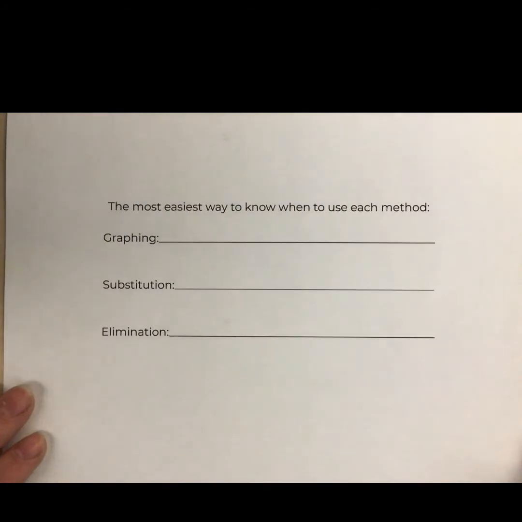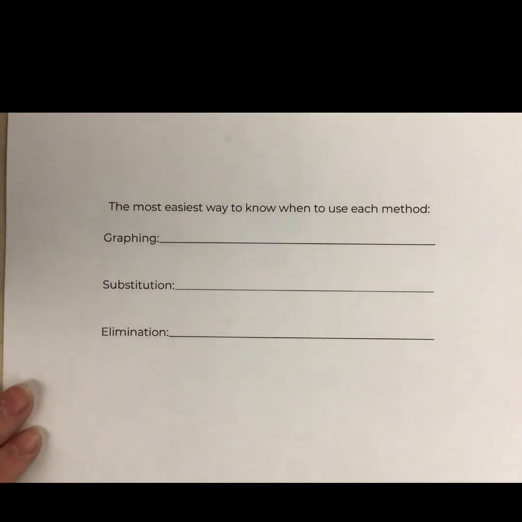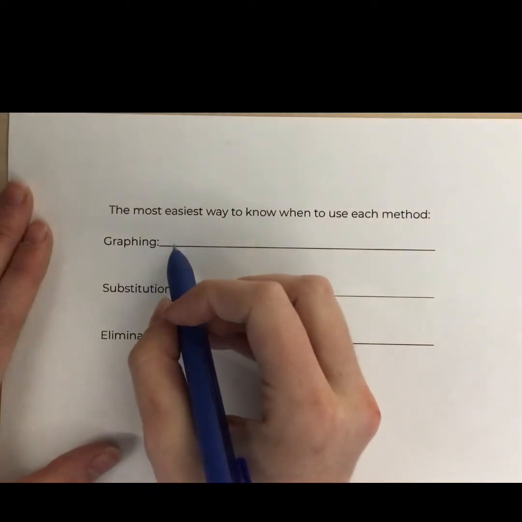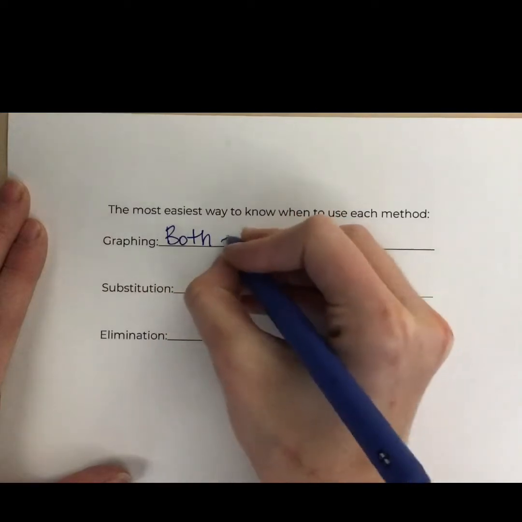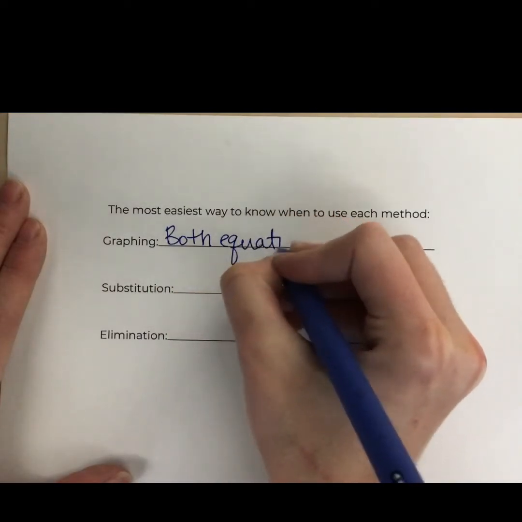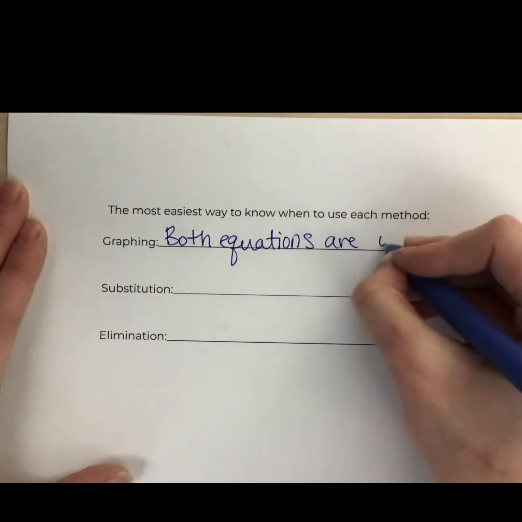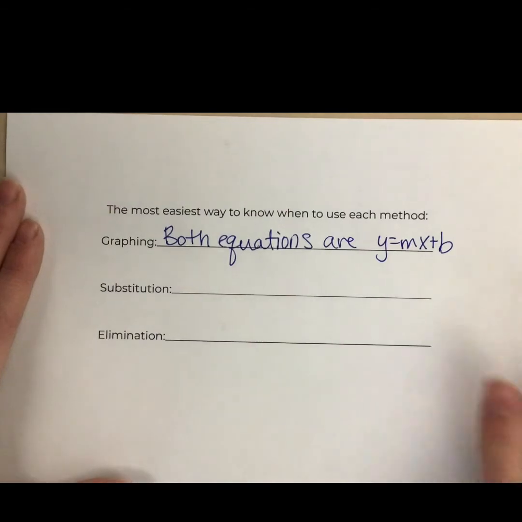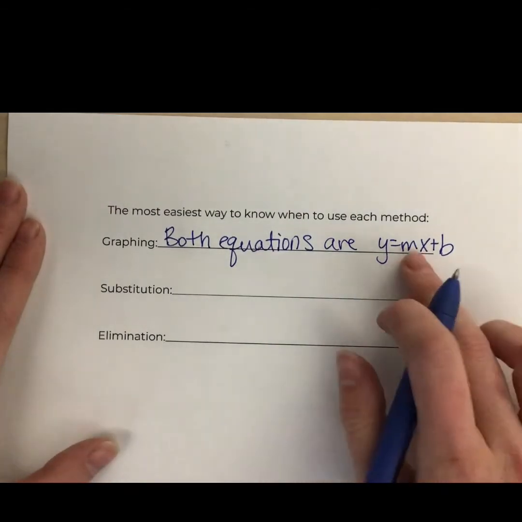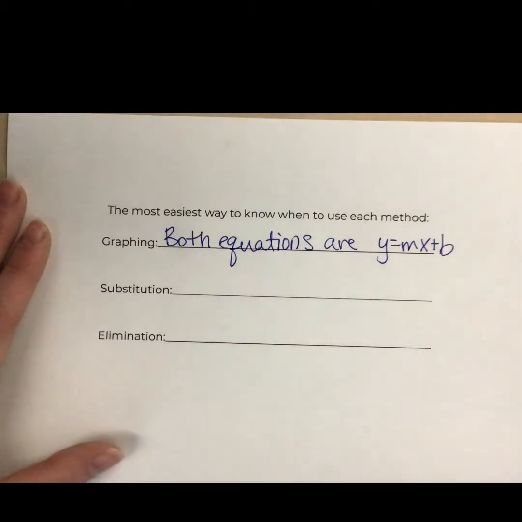The final couple of generalized things I want to talk about is how you know when to use each method. For graphing, the only time it makes sense to use graphing is when both equations are set up in that y equals mx plus b. When both of my equations are already solved for y, it's easiest to use this equation to graph them. If we're using standard form, it's not going to be very easy to graph it.